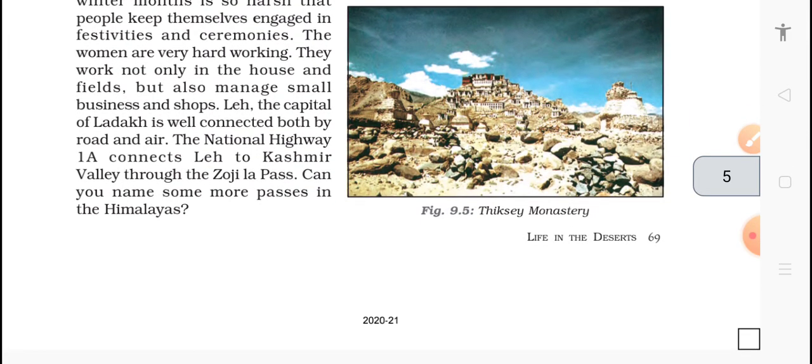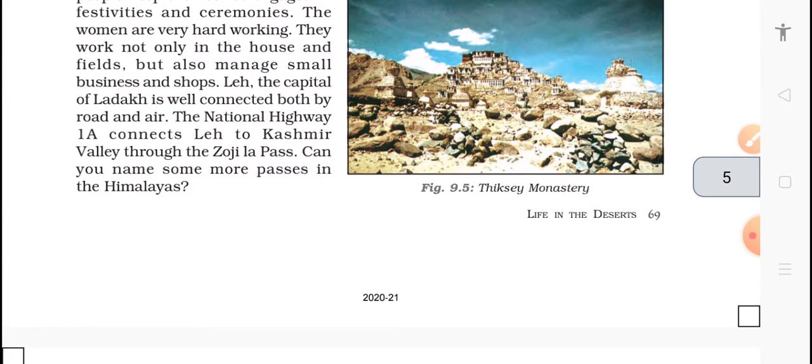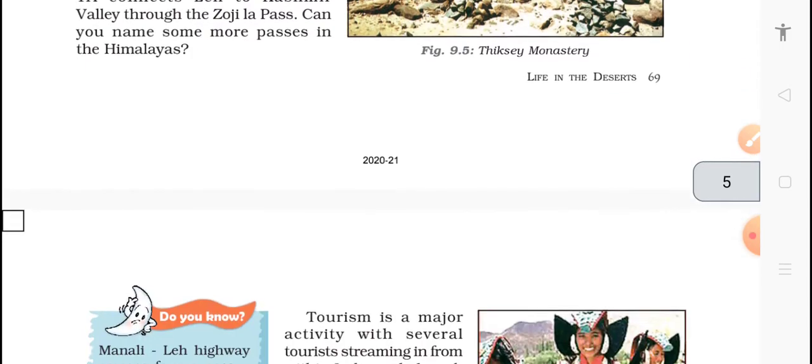Leh is the capital of Ladakh and is well connected both by road and airway. The National Highway 1A connects Leh to the Kashmir Valley through the Zoji La Pass. Normally, in the hill areas of the north in the Himalayas, it is very difficult to make railways, as compared to the plain land.